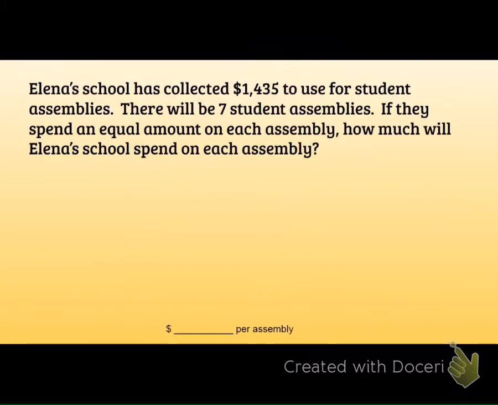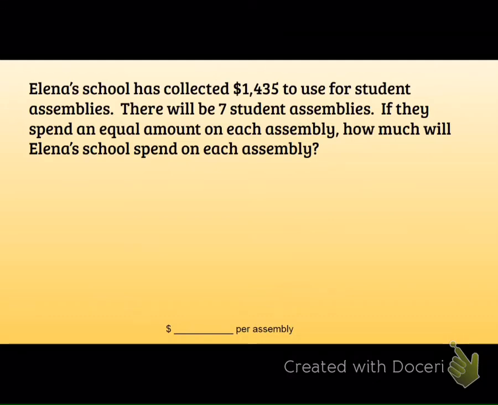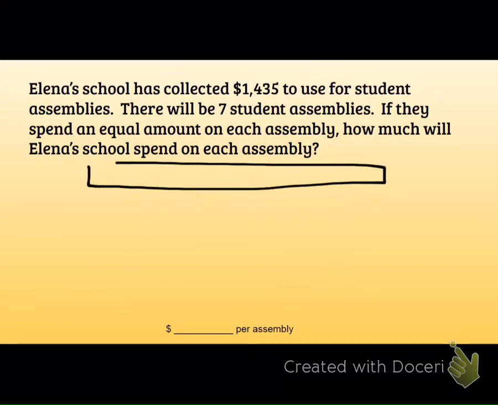All right, let's take a look at this problem here. It says, Elena's school has collected $1,435 to use for student assemblies. There will be 7 student assemblies. If they spend an equal amount on each assembly, how much will Elena's school spend on each assembly? This is a good example of using a tape diagram so we can figure out what they're talking about here.